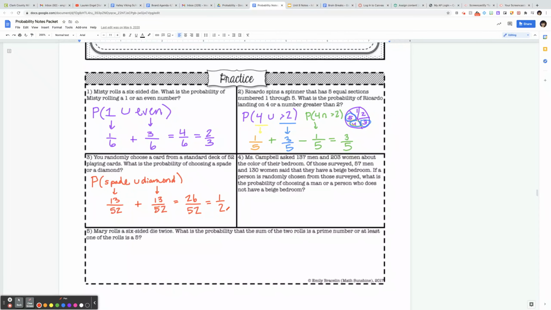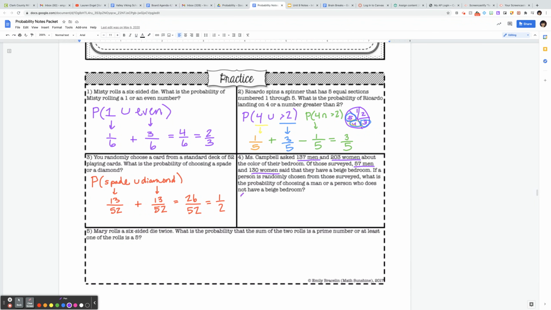All right. Okay, let's take a look at number 4. This one gets a little bit tricky here. So we have Miss Campbell asked 137 men and 203 women about the color of their bedroom. Of the ones surveyed, 57 men and 130 women said that they have a beige bedroom. Okay, so the question is, if a person is randomly chosen from those surveyed, what's the probability of choosing a man or a person who does not have a beige bedroom?